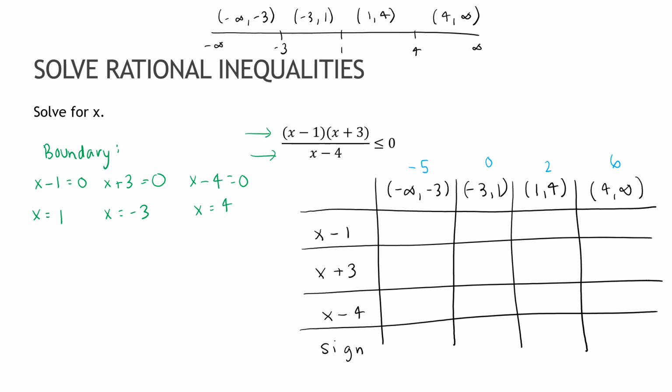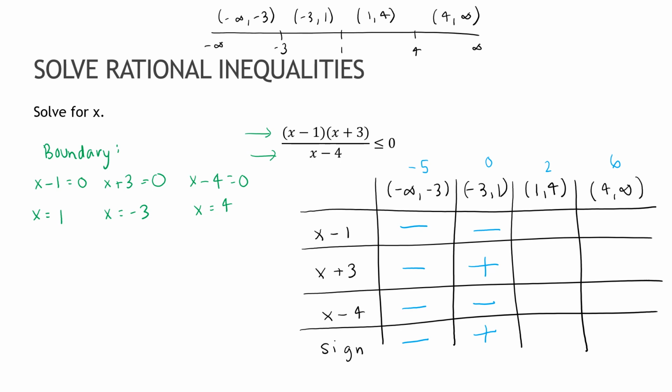-5 minus 1, that's a negative. -5 plus 3, that's a negative. -5 minus 4, that's a negative. Negative times a negative divided by a negative gives me a negative. 2 negatives make a positive, 1 left over makes it negative again. Using the same for 0. 0 minus 1, that's a negative. 0 plus 3, that's a positive. 0 minus 4, that's a negative. Oops, just negative, just the sign. If I took a negative times a positive divided by a negative, I would end up with a positive.